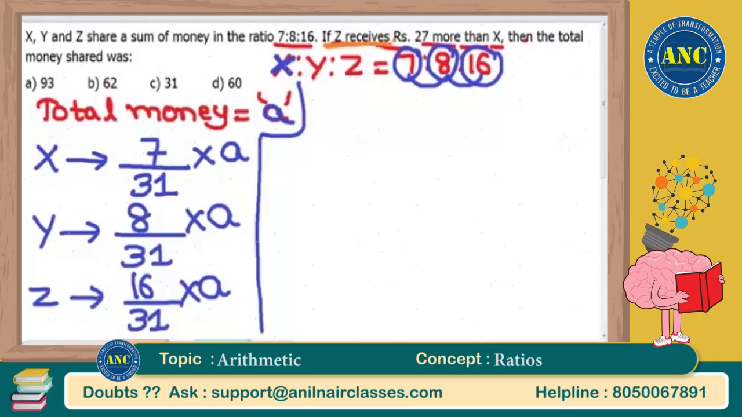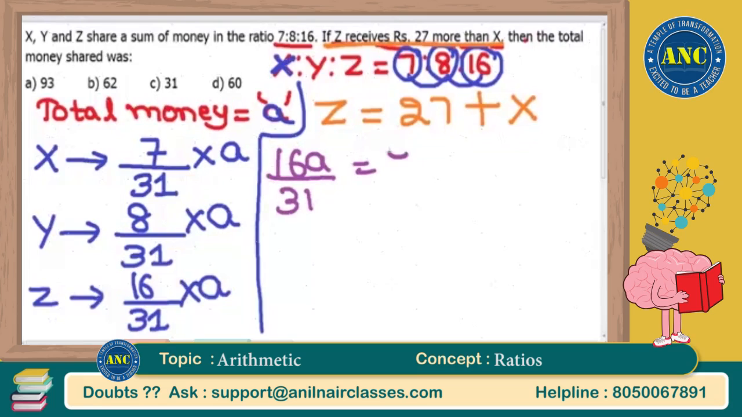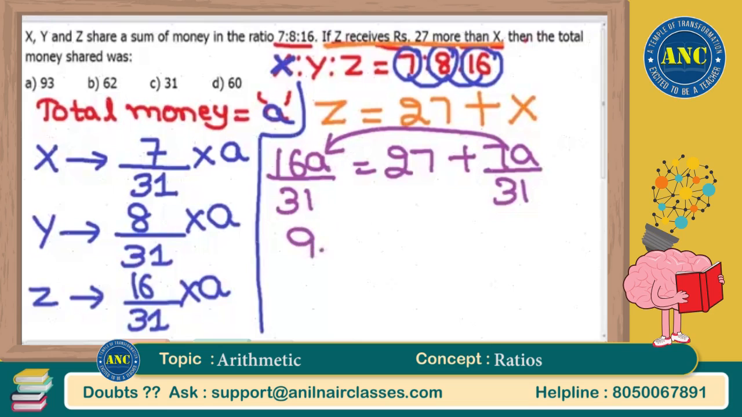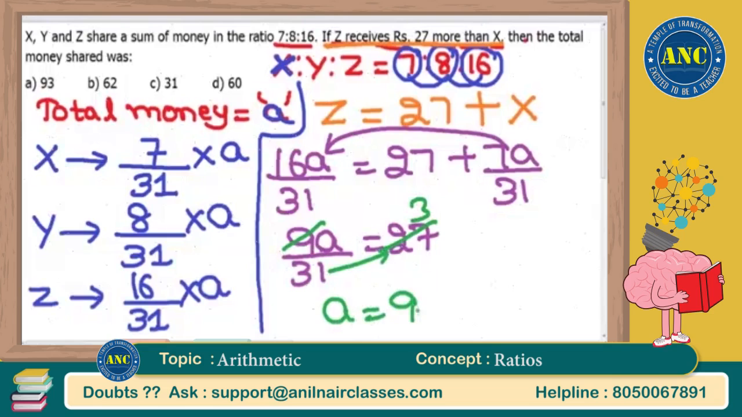If Z receives 27 rupees more than X, Z is 27 more than X. Z is equal to 27 plus X, right? Z is nothing but 16A by 31. 27 plus X is nothing but 27 plus 7A by 31. Shift it to the left hand side. 16A minus 7A is 9A by 31. This is equal to 27. If I simplify this, 9 into 1, 9 into 3. So the A value, cross multiplying, will be 31 into 3, 93.